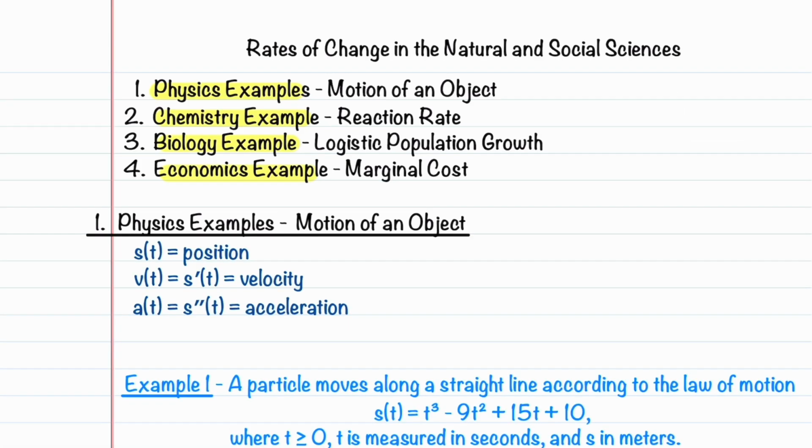We're going to start by looking at two physics examples that involve the motion of an object. We are going to be looking at the position of an object, the velocity of an object, which is the derivative of the position function, and then the acceleration, which is the derivative of the velocity function, or you can think of it as the second derivative of the position function.